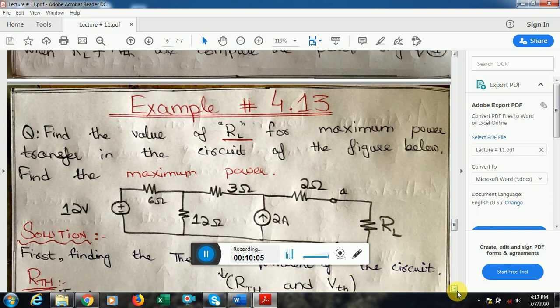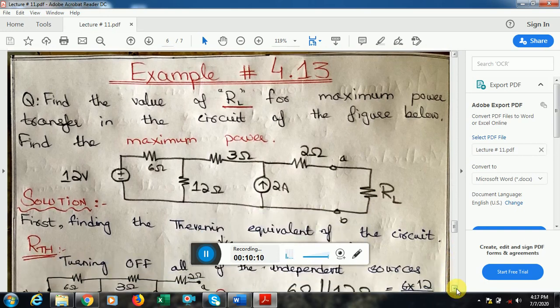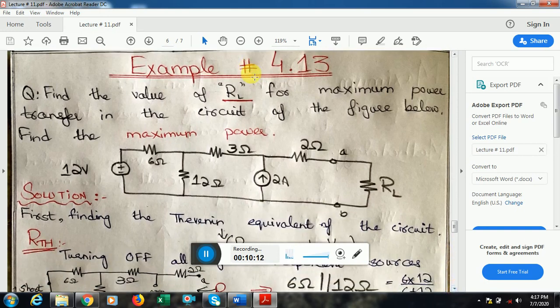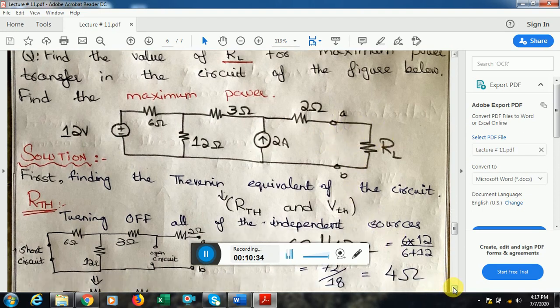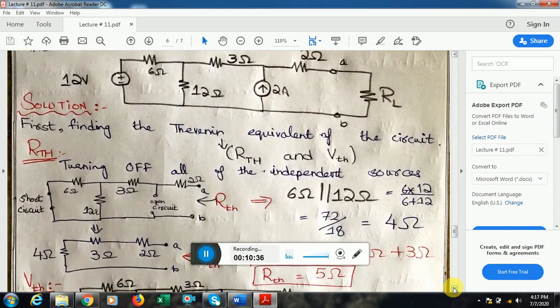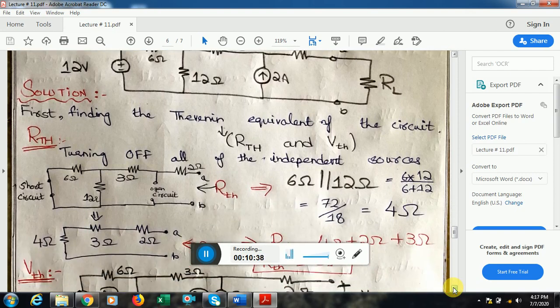Now, in order to further understand this topic, I will move on to example number 4.13. I have a circuit and I have to find the value of RL at which maximum power can take place, and then after finding the value of RL, I have to find what is the actual maximum power for this circuit. So maximum power requires you to transform the entire circuit into its Thevenin equivalent across the terminals AB. Since RL is this, the terminals AB must be these two. So what I do is I transform it into its Thevenin equivalent, which requires the value of R Thevenin and V Thevenin.